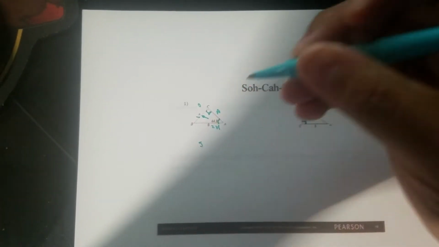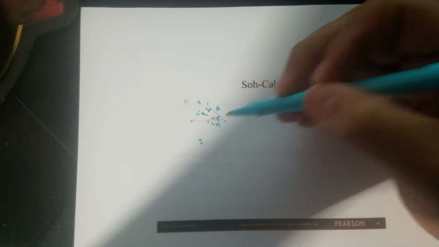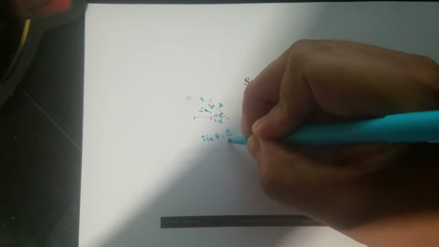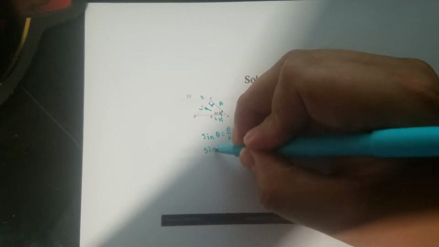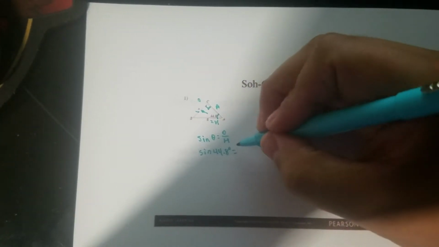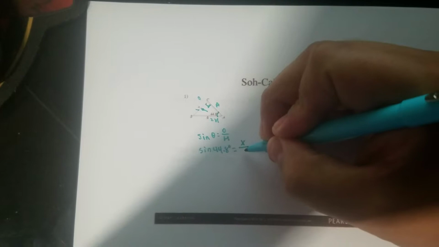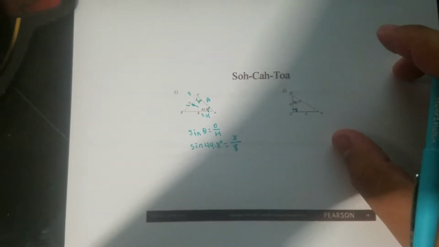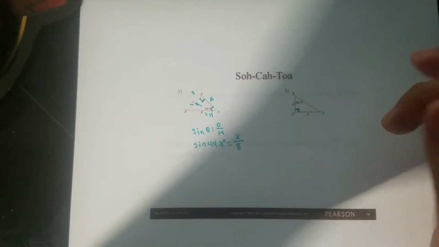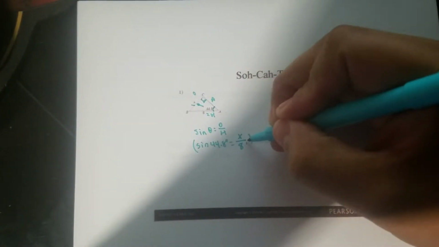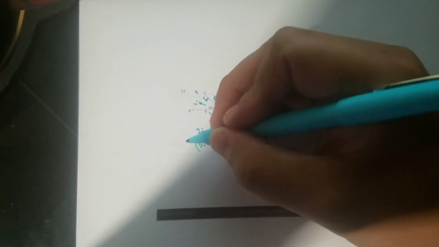I want to know the opposite. I know the hypotenuse, so I want to use sine. So sine theta equals opposite over hypotenuse. So sine of 44.8 degrees equals x over 8. And I won't solve for this one, guys, but remember, you just need to use nsolve for this.